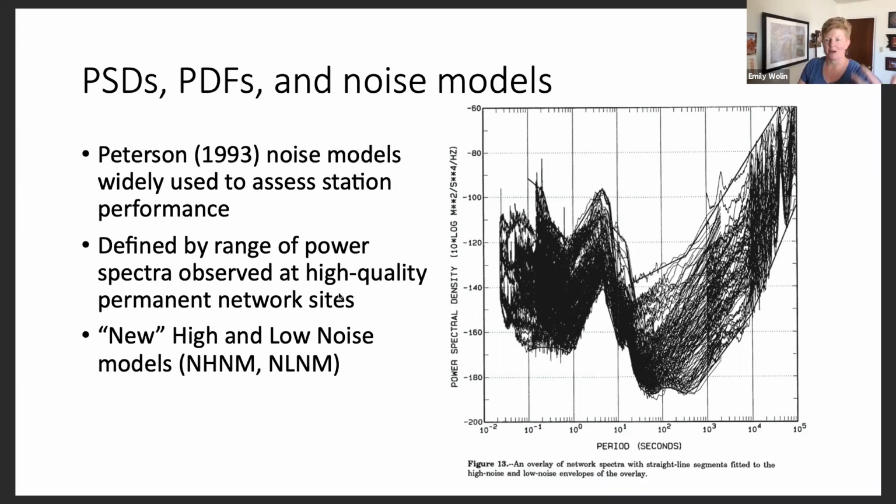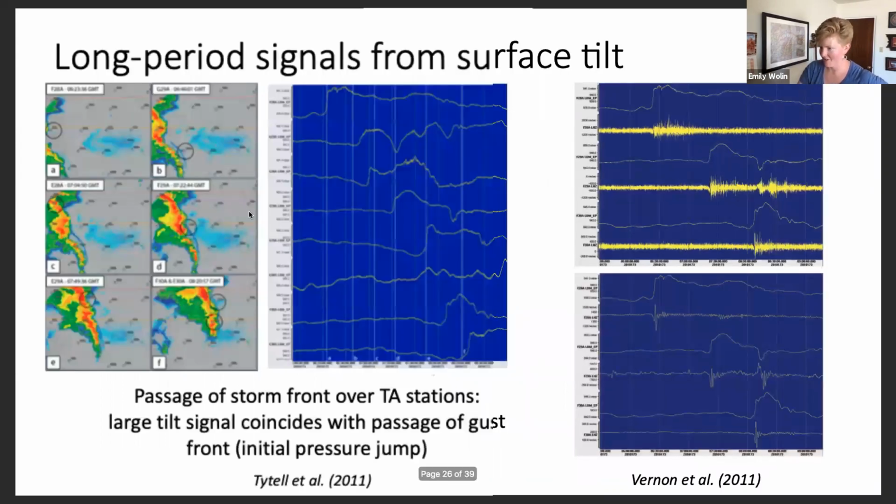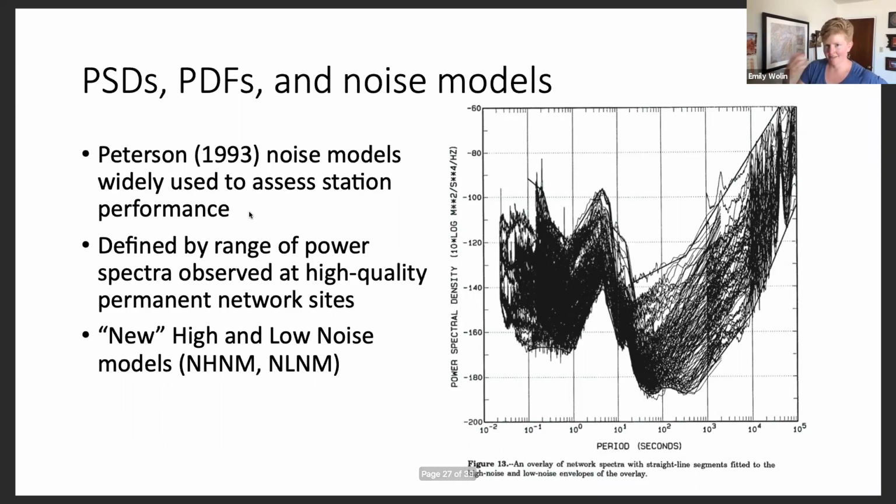But how these models were developed essentially is John Peterson, the former lab chief where I work now, took power spectral densities. So this is a spectrum plot expressed in dB with respect to acceleration, still a power spectrum, just different units, power spectral density, with respect to period. And he basically plotted these all up, saying, okay, I know that these are high quality permanent network sites. I'm going to take what I think are quiet time ranges, no earthquakes, no cows, no trains at these sites, and plot them up. And then he drew kind of lower and upper bounds here and said, all right, these are empirically the ranges of noise that I expect to see at a well-performing station.